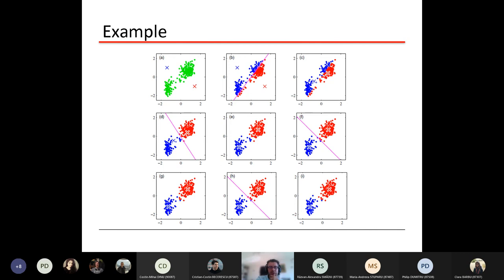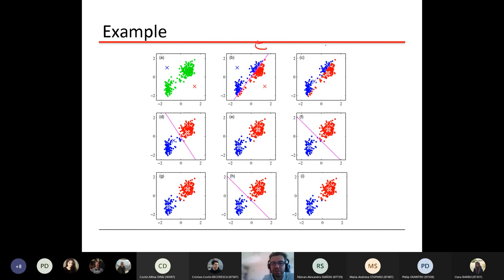And we start at the beginning with two random values for the centroids, like these two, the red and the blue crosses. And in the first step, expectation, we assign each point to the closest cluster. You see the red points are assigned to the red cluster, the blue points to the blue cross.